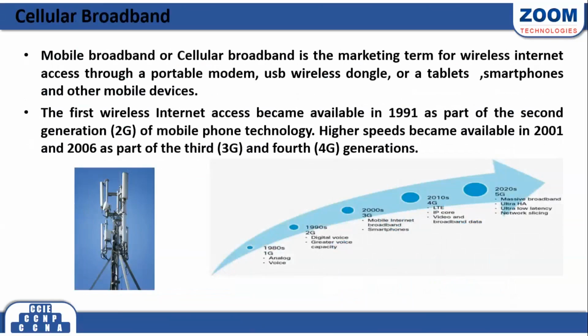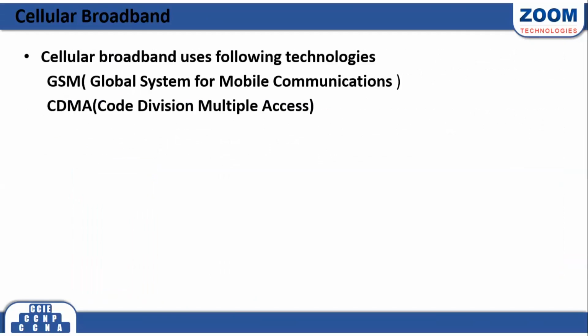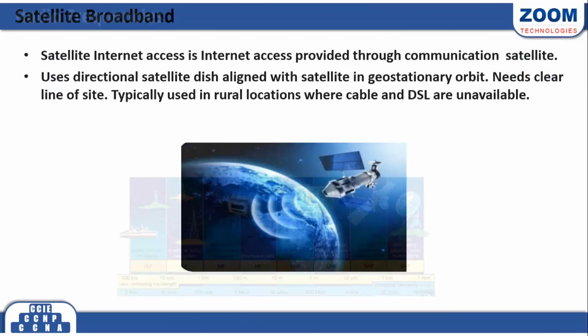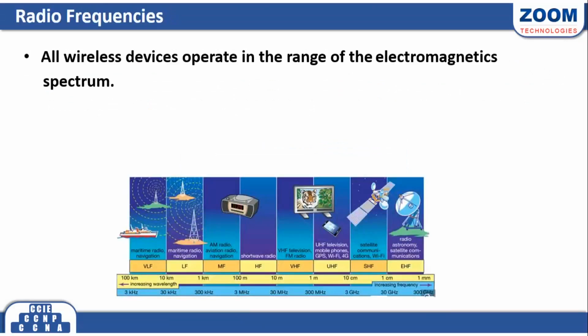So first wireless internet access became available in 1991 as part of the second generation, which is 2G technology. With the amendments of 2001 and 2006, 3G and 4G generations were introduced. Now we've got 5G also. Like GSM, CDMA. Remember, in the early days we used CDMA mobile phones. Now it's all GSM technologies. And satellite broadband. So what exactly are these radio frequencies transmitting the data?